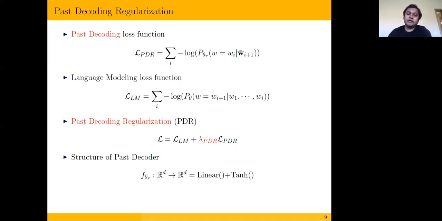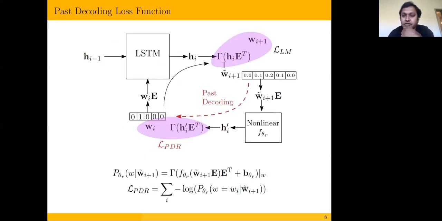And for the nonlinear part of the past decoder, we want to keep it very simple because we don't want to bias the model too much by introducing too many parameters. So the only requirement is that it should map a dimension D vector to a dimension D vector. So we just use a normal linear layer with a tanh nonlinearity, right? All right. So this is essentially the main contribution of this work.